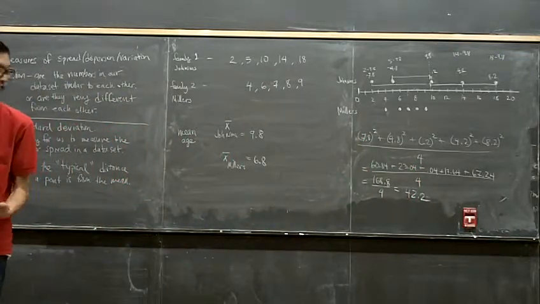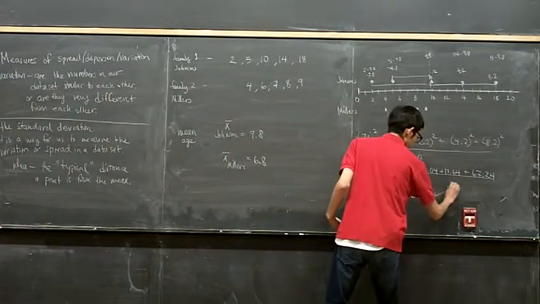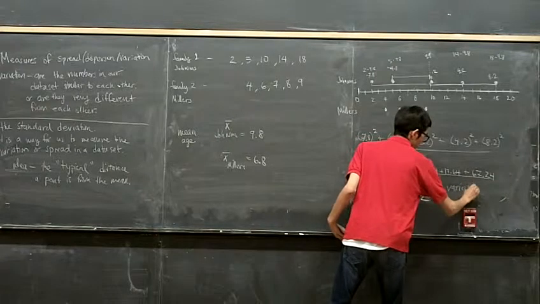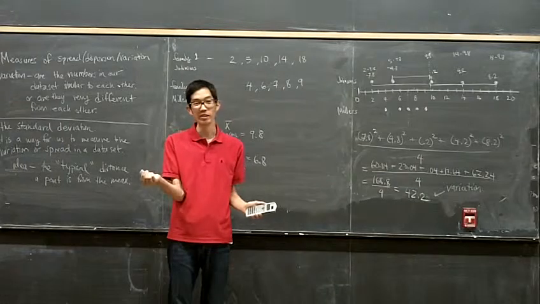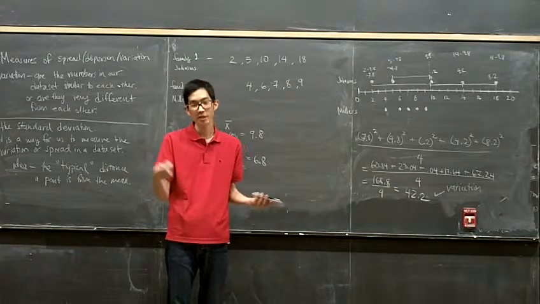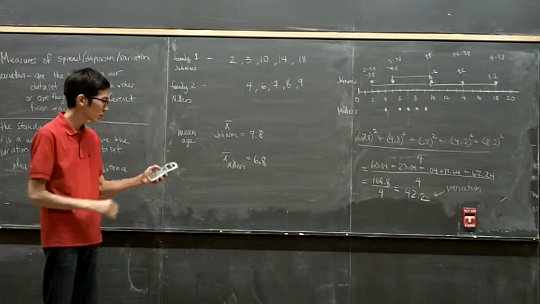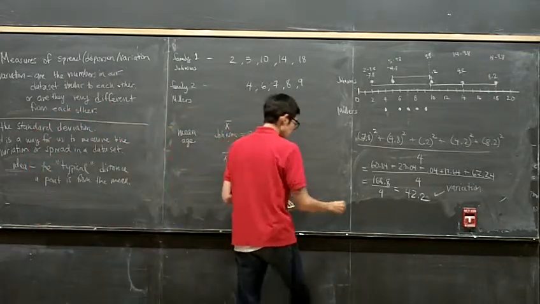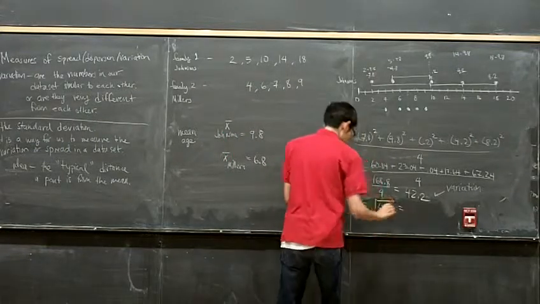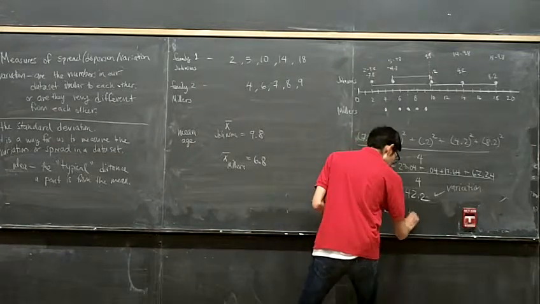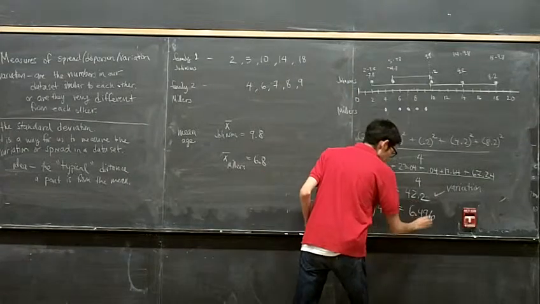42.2, that is my variation. So from algebra, how do I undo a squaring? I take the square root, right? So if I take the square root of 42.2, I get 6.496. Alright, let's just say that. 6.496. And this is my standard deviation.